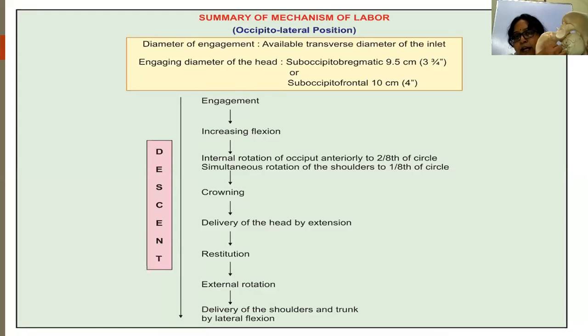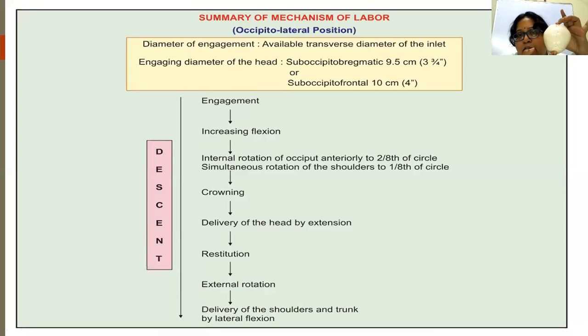So usually the head will engage like this because the available transverse diameter is the longest in the normal gynecoid pelvis. So the head engages in the available transverse diameter of the inlet always, and the engaging diameter of the head is suboccipito-bregmatic, which I have shown you. From the anterior fontanelle to here is the suboccipito-bregmatic diameter.